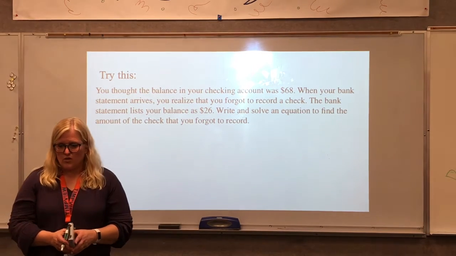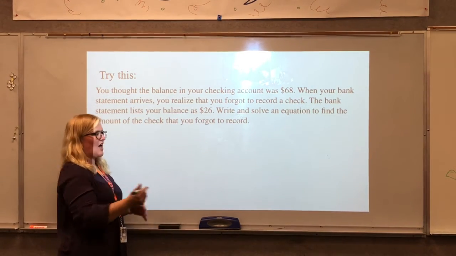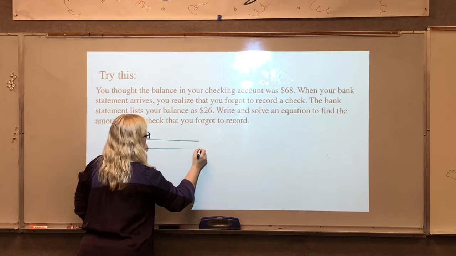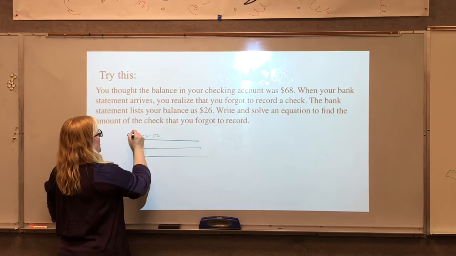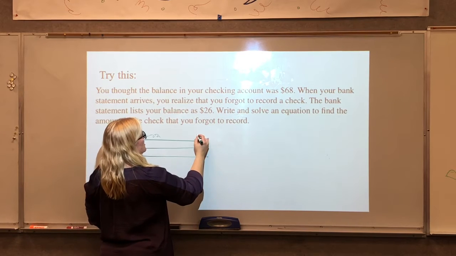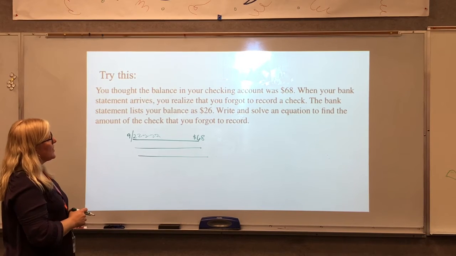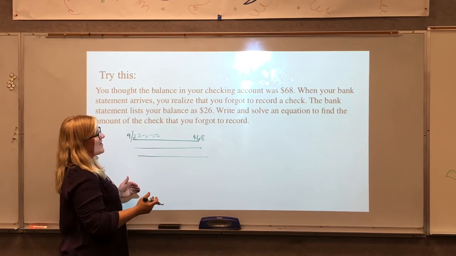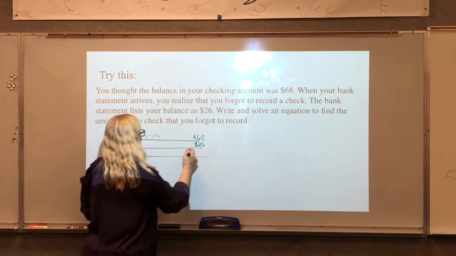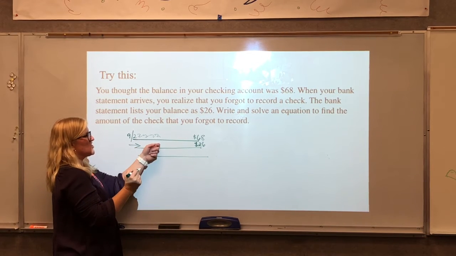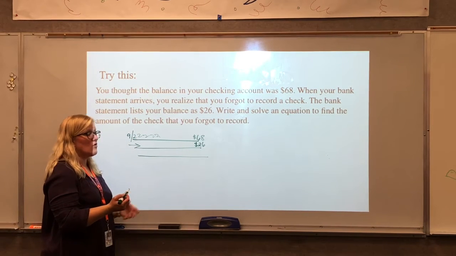Okay, so you thought the balance in your checking account was $68. So I'm going to do a pretend checking account. So here's my, I did that on 9/2, and my balance is $68. When your bank statement arrives, you realize that you forgot to record a check. The bank statement lists your balance as $26. So something happened in here. There is a check in here. Write and solve an equation to find the amount of the check that you forgot to record.